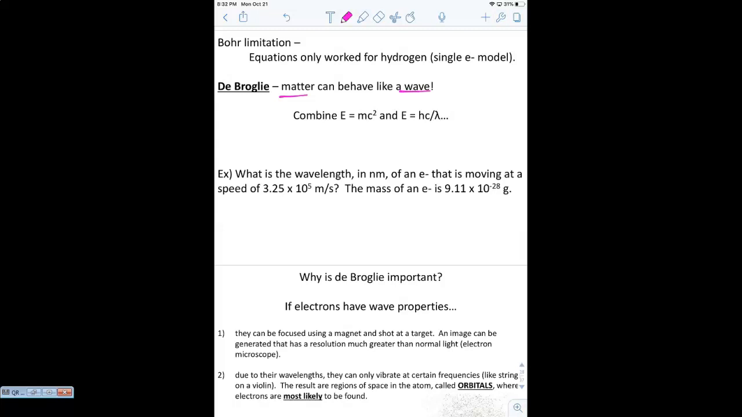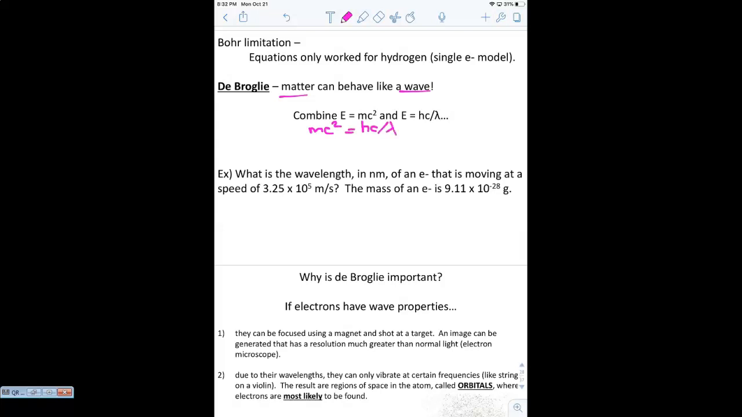So what he was able to do was come up with another equation to calculate wavelengths of particles. Particles didn't typically have wavelengths because particles were matter and not waves. Now de Broglie is saying they can act like both. If we take these two equations, E equals mc squared and E equals hc over lambda, if both are equal to E, then both can be equal to each other. So mc squared is going to be equal to hc over lambda.